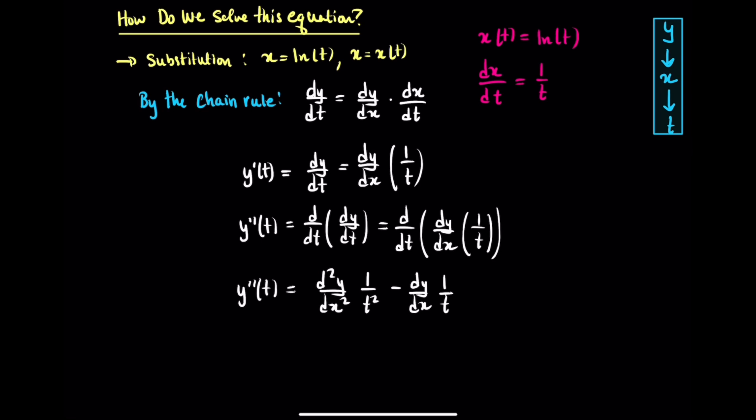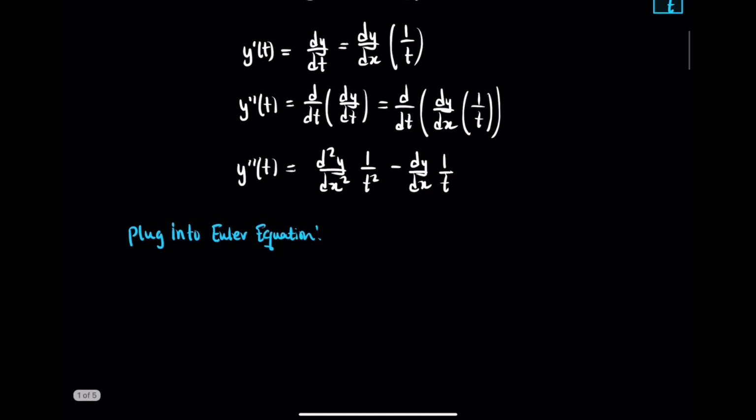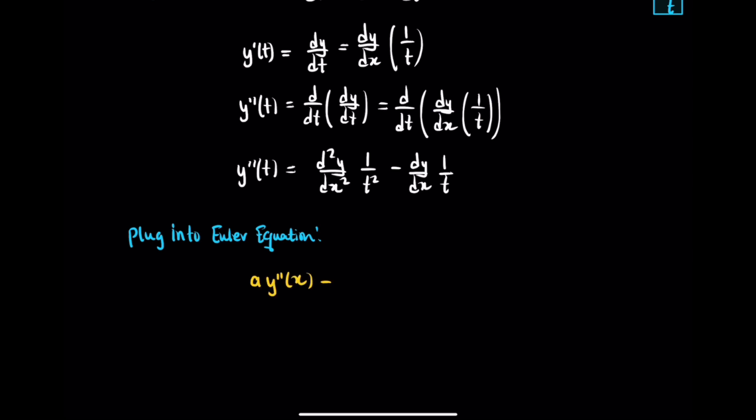And so if we plug all this into the Euler equation, which I'm not going to do now, what you end up with is something quite spectacular: a y double prime x plus b minus a y prime x plus c y x equals 0. And remember, x equals ln t. So this is how we will solve all Euler equations from now on.